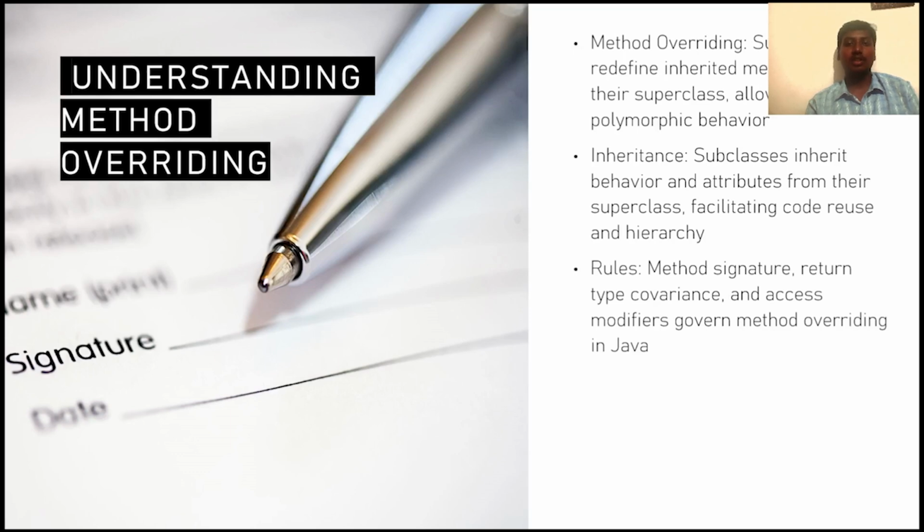Understanding method overriding. Subclasses can redefine inherited methods from their superclass, allowing for polymorphic behavior. Inheritance: subclasses inherit behavior and attributes from their superclass, facilitating code reuse and hierarchy. Rules: method signature, return type covariance, and access modifier govern method overriding in Java.